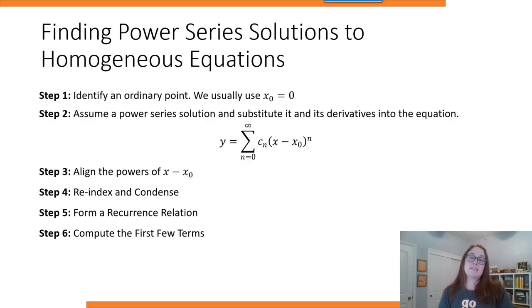Once we get everything condensed down to a single sum, we can form a recurrence relation because the identity property for series tells me that all my c_n have to add up to 0, since this is a homogeneous equation. So we're going to use that to create a recurrence relation that defines the terms of the series, the coefficients of the series. And then we're going to compute the first few terms and put all that together to form our solutions. Okay, so that's the general strategy. Let's put it into practice with an example.